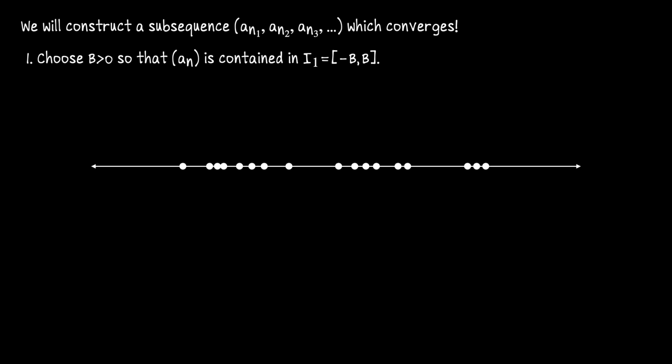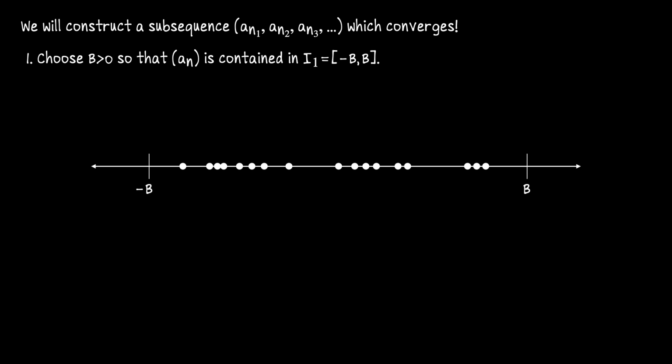The first thing we're going to do is recognize that since our starting sequence was bounded, we can literally bound it. So choose some real number b large enough so that the entire sequence can be squeezed between negative b and b on the number line. We are going to work with a family of intervals. This is our first interval going from negative b to b.